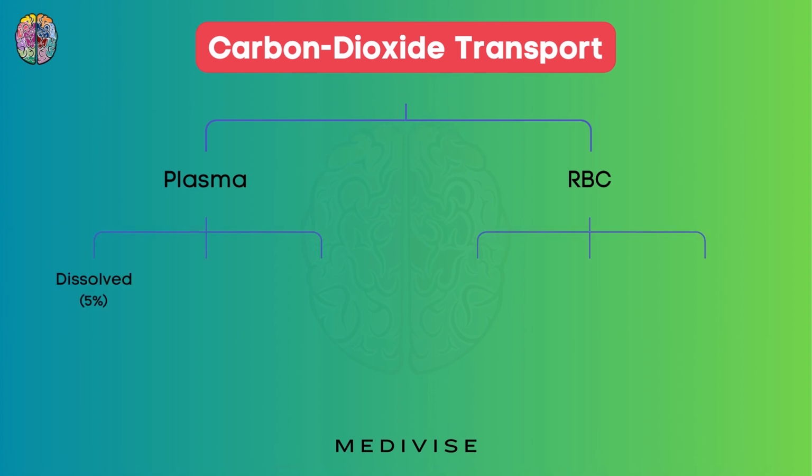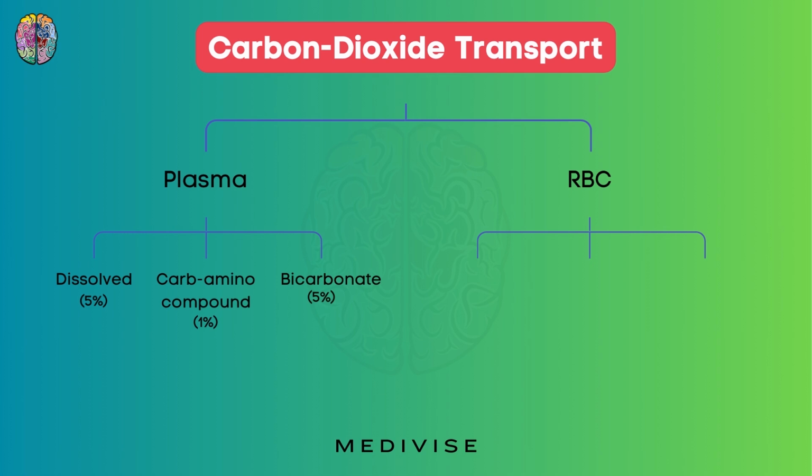The carbon dioxide that is dissolved in the plasma is 5%. The carbon dioxide that forms carbamino compound is 1%. Bicarbonate is 5%. It's not important to remember all of these percentages. This is just to give you an idea of how the carbon dioxide is transported.